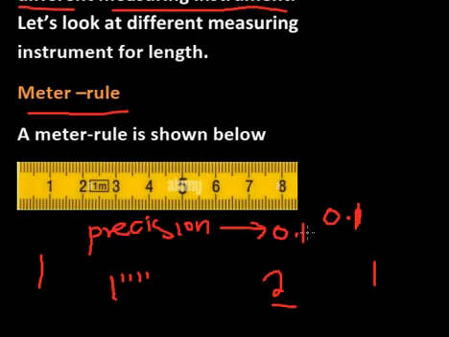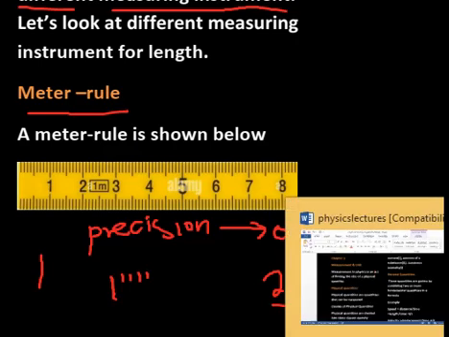If it is measured in cm, that's 0.1 cm. If it's in millimeter, I can just say that the precision is 0.1 unit for a meter rule. All right, so that is the precision, or the least accuracy, you're going to get for a meter rule. Now let's look at other measuring instruments.